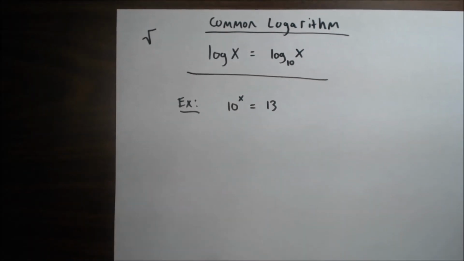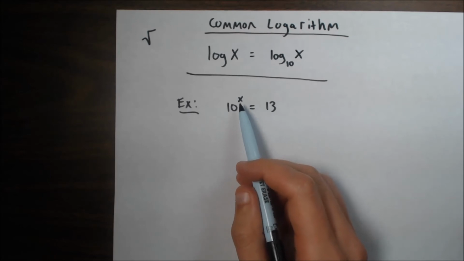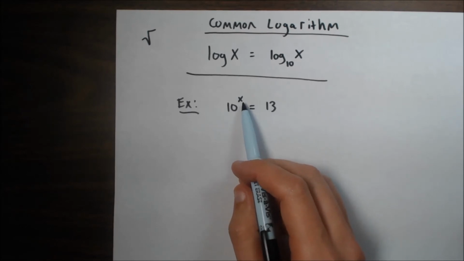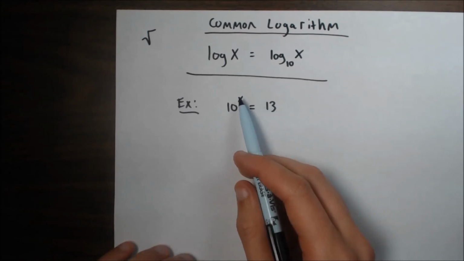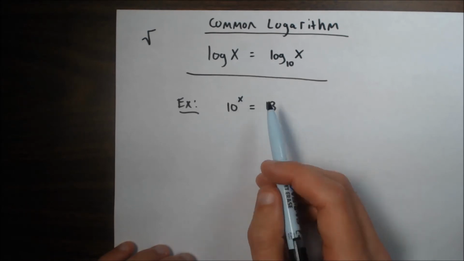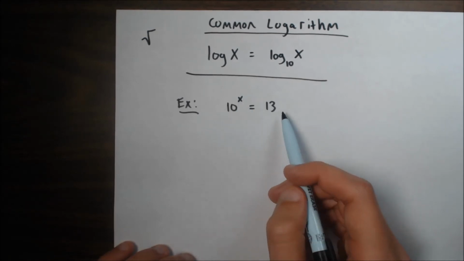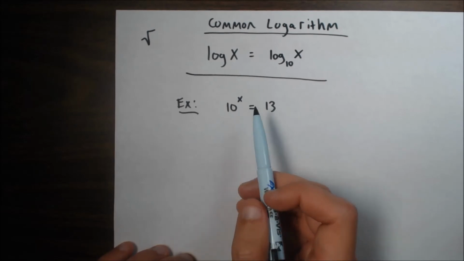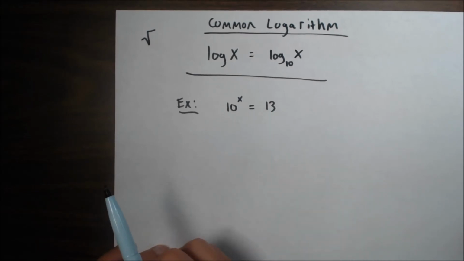Suppose someone says 10 to the x equals 13. How can we solve this? Well, without logarithms, this is pretty hard. You almost have to kind of guess and check different numbers you can plug in for x to get 13. 10 to the first power is 10, so that's too small. 10 to the second power is 100, so that's way too big. So the answer must be somewhere between 1 and 2, but we don't really know what it is.